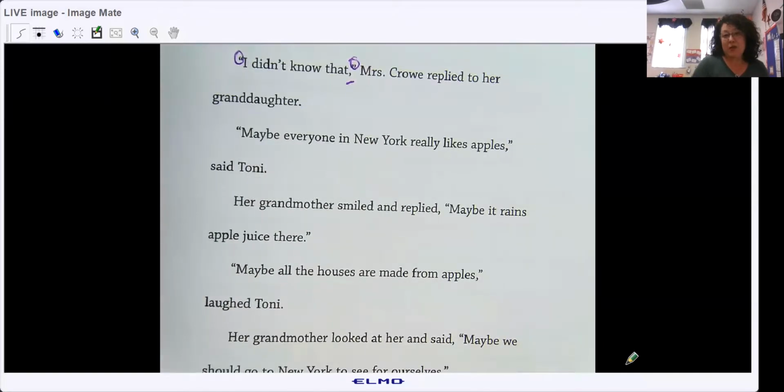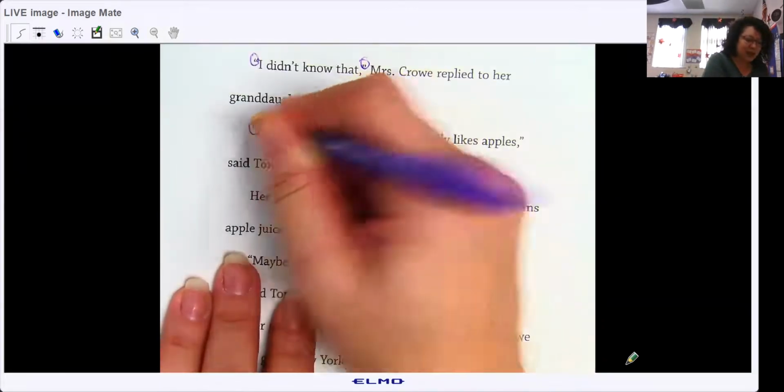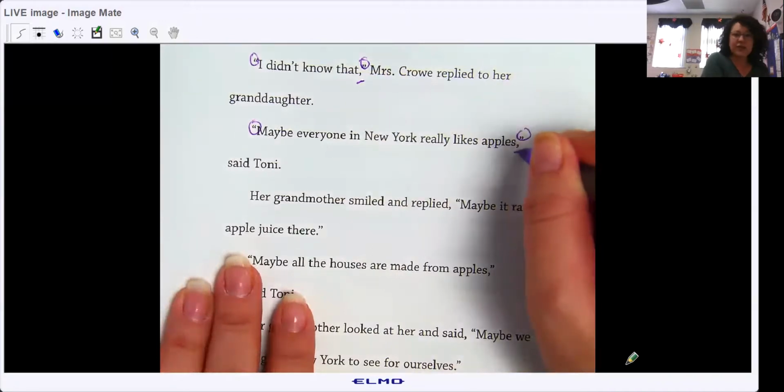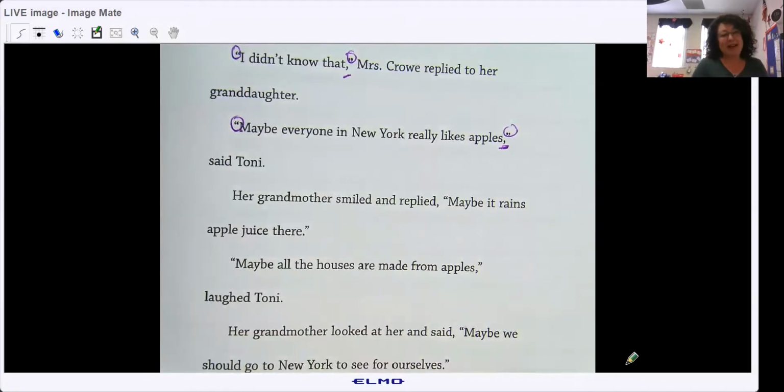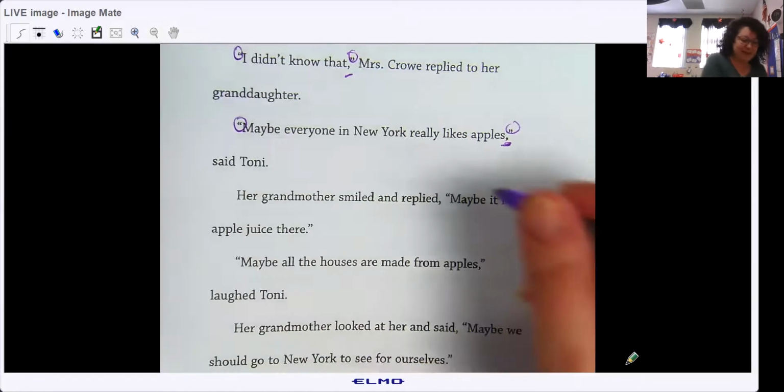"Maybe everyone in New York really likes apples," said Tony. Circling our quotation marks and underlining our comma. Why are we doing this? To help us remember that it just goes around the words that people say. Her grandmother smiled and replied, "Maybe it rains apple juice there. That would be sticky, wouldn't it?"